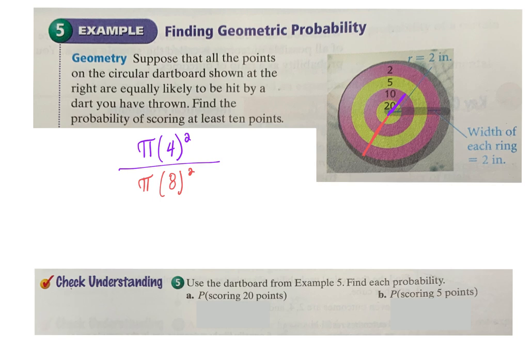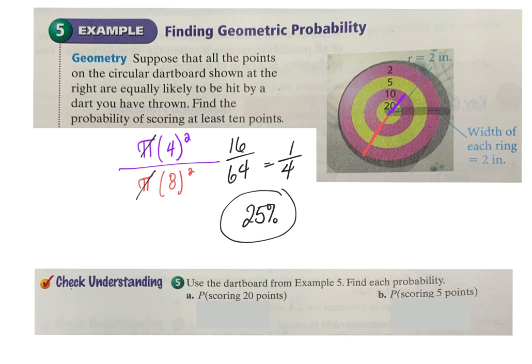Now, what do you notice about the pi's? What can we do there? Yeah, we can cancel them out. So it ends up just being 4 squared over 8 squared, right? Which gives us what? 16 over 64, which is what? 1/4, which is 25%. So even though I can hit 2 out of the 4 rings, it's not 50% because those are smaller circles. It's actually a 25% chance of me hitting those 2. So you're actually taking the area over the area. You're comparing the area of what I want over the area of what I have. So go ahead and do check understanding number 5 there.